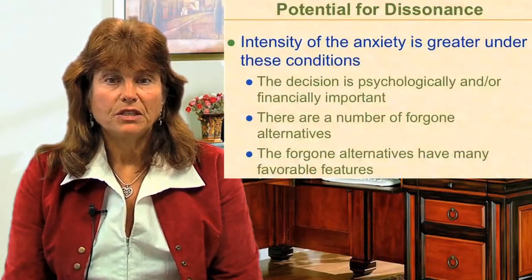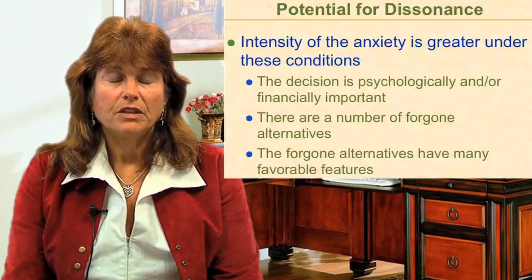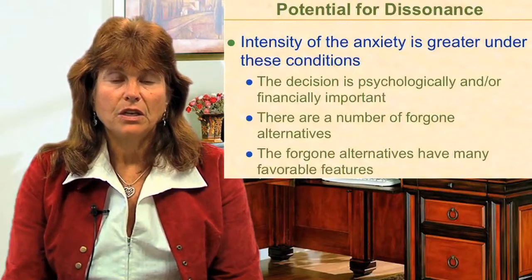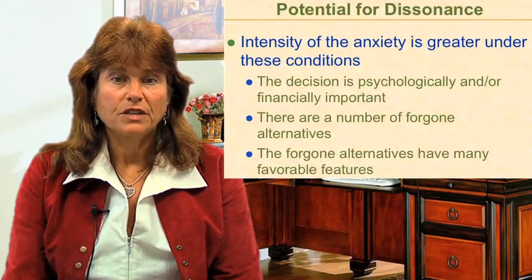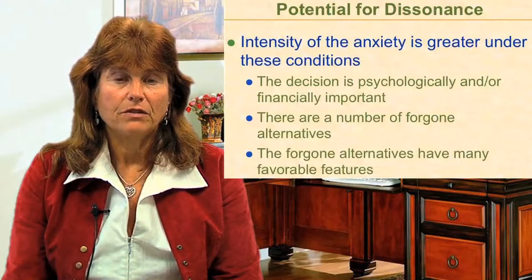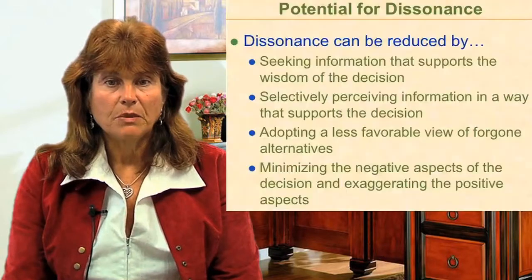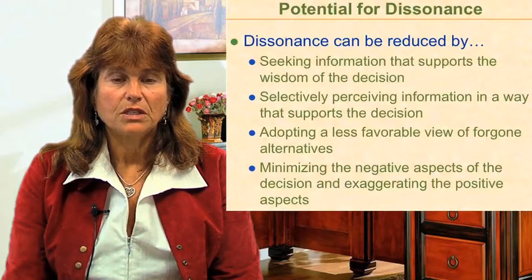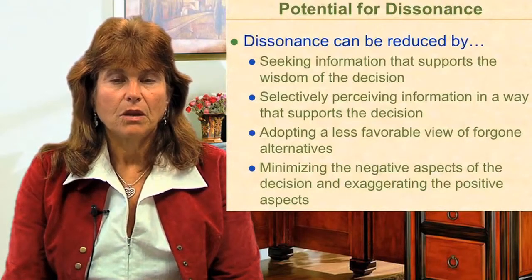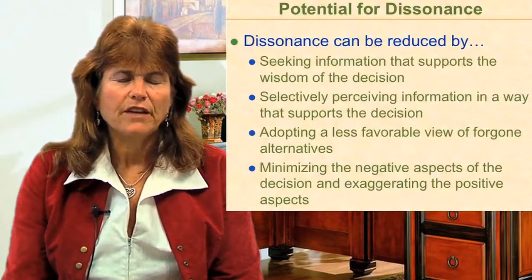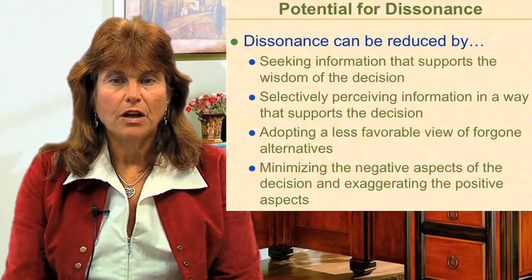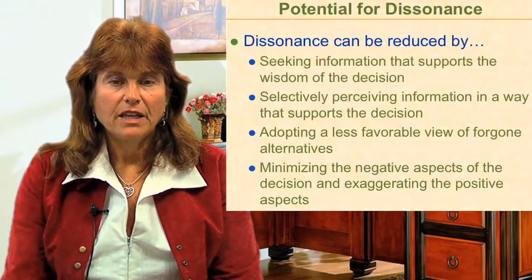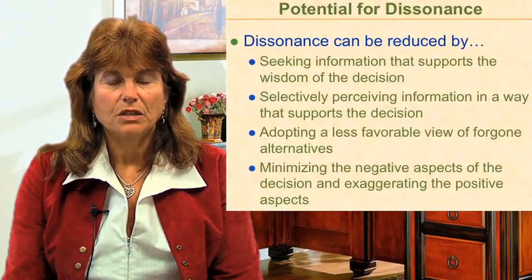This potential for dissonance is greater when the decision is extremely important financially, when there are a number of foregone alternatives, and when the foregone alternatives have really different favorable features, so it makes it hard to choose. You can reduce dissonance by making sure you have good information, by perceiving the information that supports the decision, by actually having a less favorable view of some of the foregone alternatives that create that anxiety, and then minimizing negative aspects of the decision and focusing more on positive outcomes.